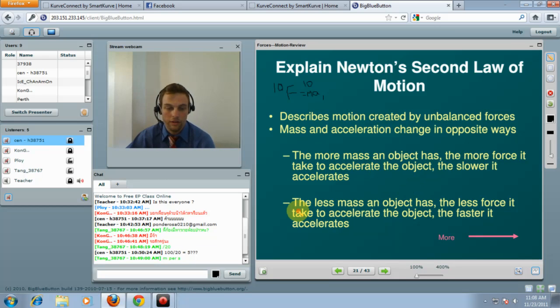So the less mass an object has, the less force it will take to accelerate the object. The faster it will accelerate. So hopefully this kind of makes sense.